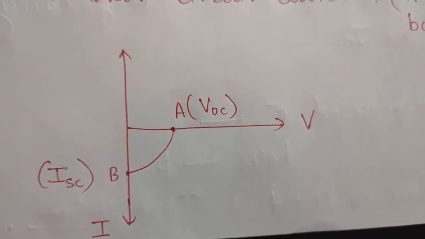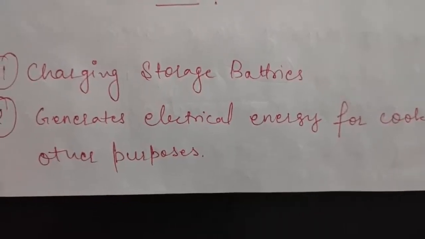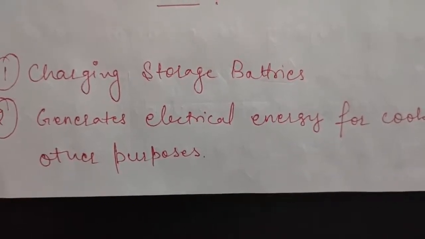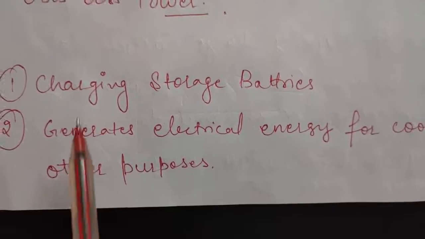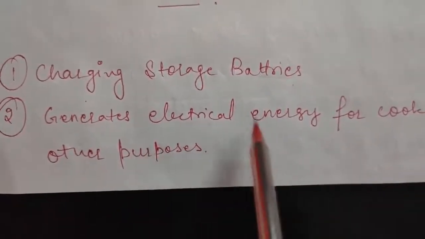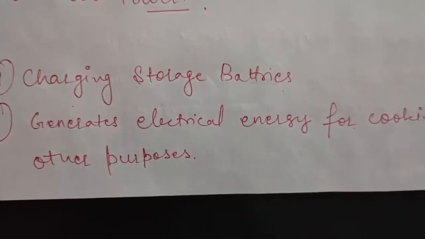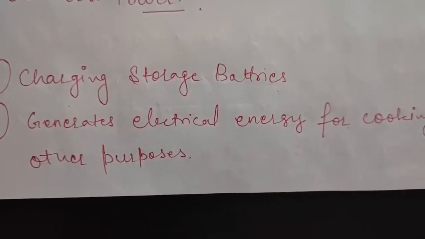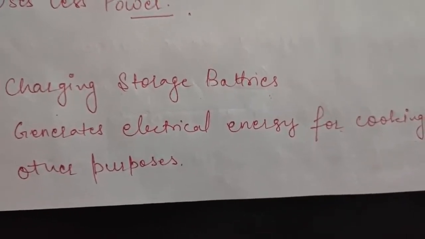Now let us discuss some uses of solar cells. Obviously these solar cells will be working, or you can say they will get charged, during the day. So they will be charging storage batteries, and they can generate electrical energy for cooking and for other daily use purposes. They get charged during the day, obviously, because only during the day you have solar light.